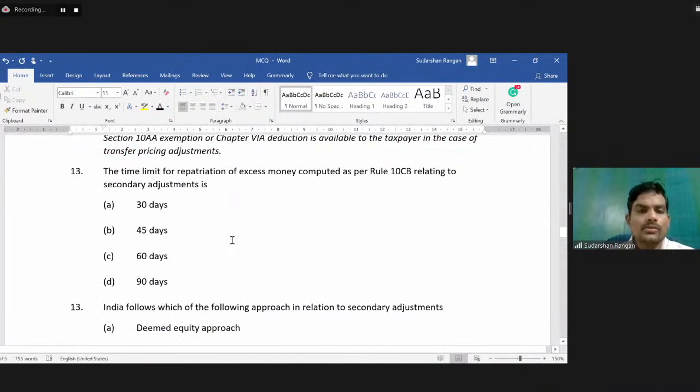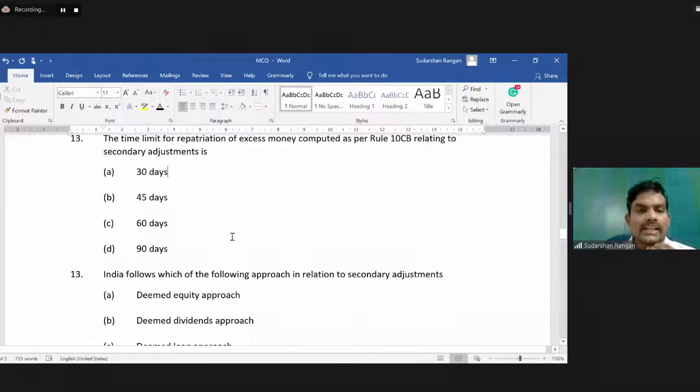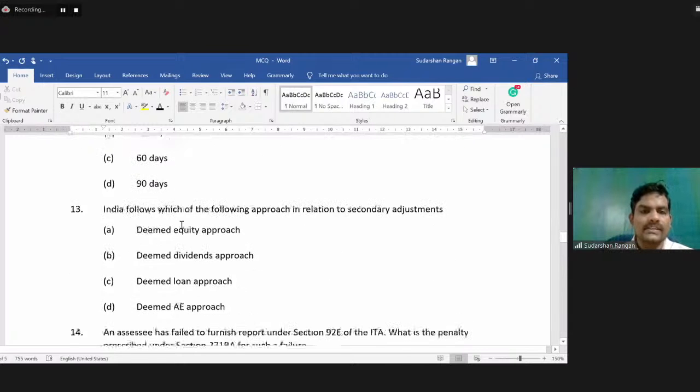All right. So, 13th. Within what period should the associate enterprise or the Indian company, where a primary adjustment has been made, under the secondary adjustment provision 92CE, repatriate the money back into India? 30, 45, 60, or 90 days. So you can shoot your answer.